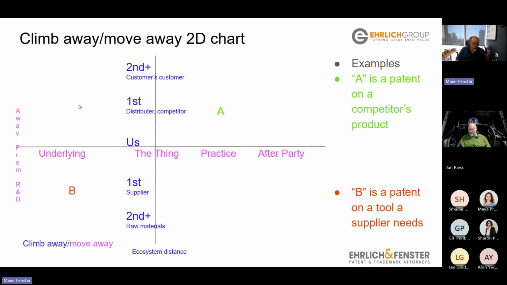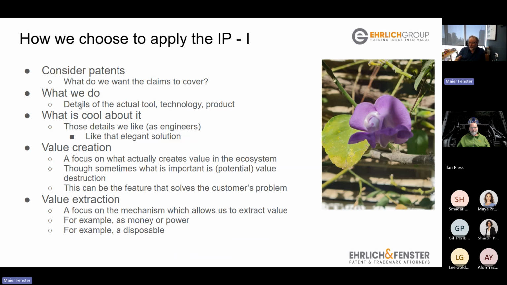So let's talk about patents for a second. We filed a patent, let's say A or B, and the question we always ask when we file a patent is: what exactly do we want the claims to cover? So here, in ascending interest, perhaps, sometimes we file on what we actually do. We have a resistor and a transistor and a capacitor and maybe a little coil and so on.